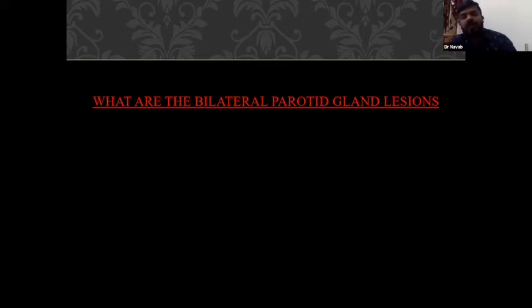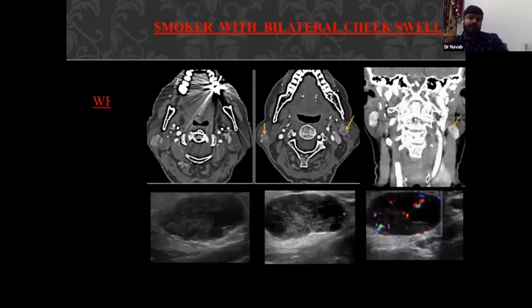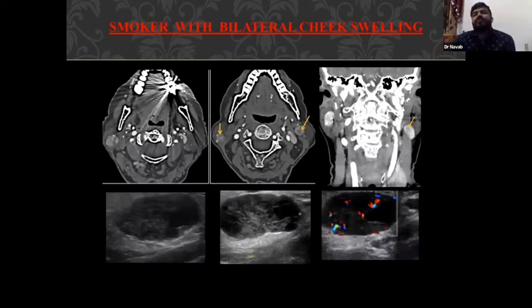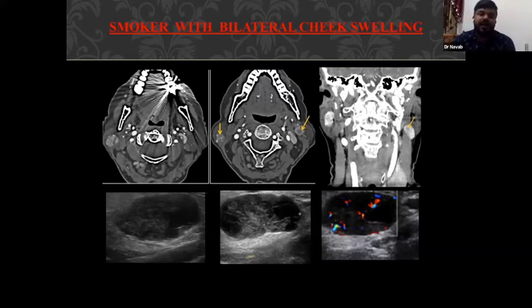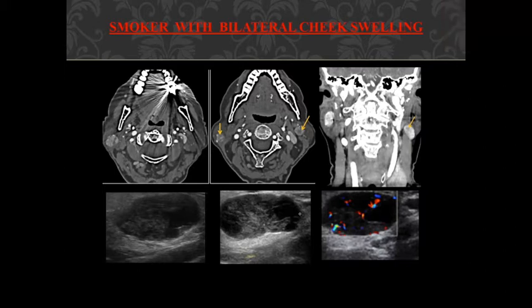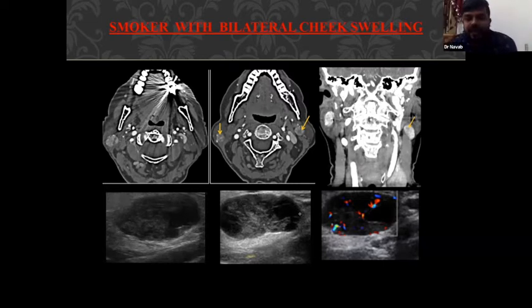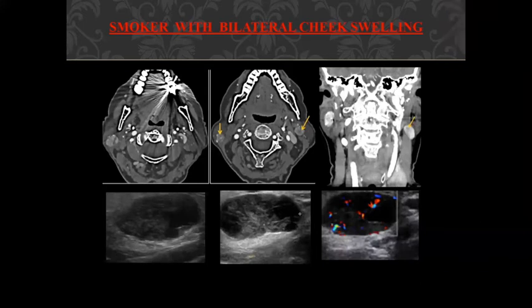We'll move to the next case. What are you seeing? This is a smoker with bilateral cheek swelling. It's bilateral enhancing lesions within the parotid gland, with some cystic area. Even on the CT you can see some hypo-enhancing area, right? What are you seeing in the ultrasound images? Hypoechoic lesions, roughly oval in shape, with some cystic areas, and we can tell there is internal vascularity. A predominantly solid cystic lesion with a solid component showing some vascularity, right? So what is your diagnosis?